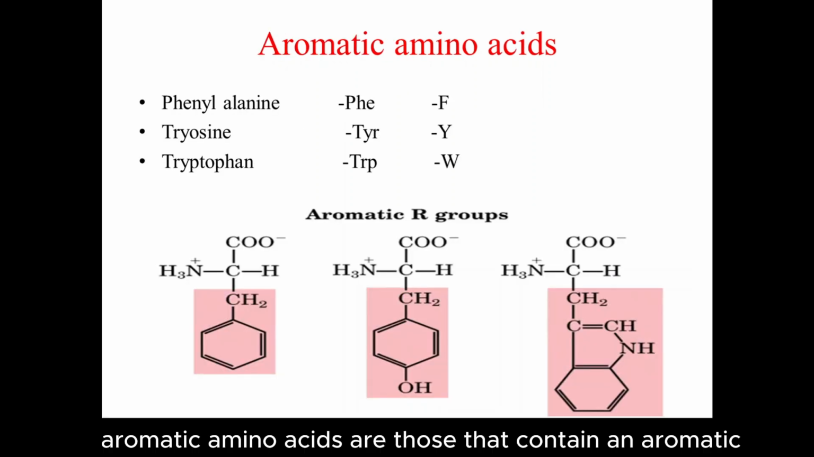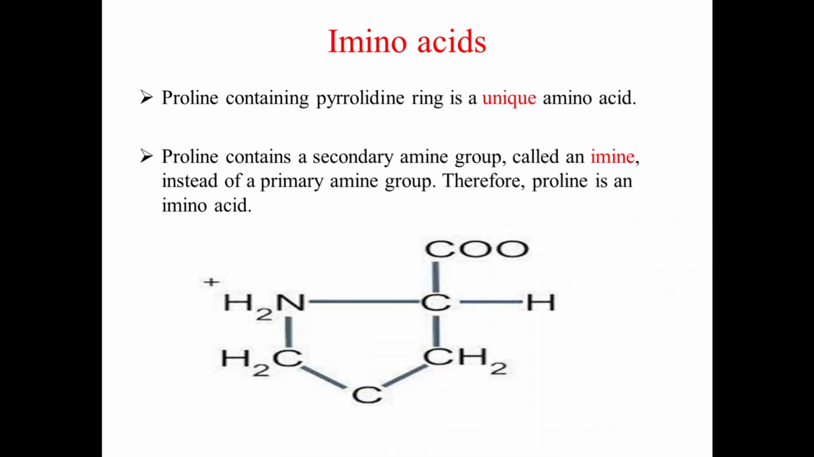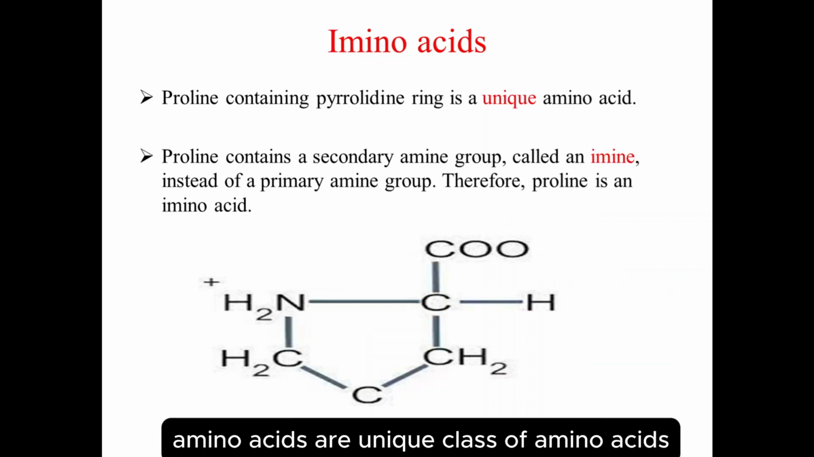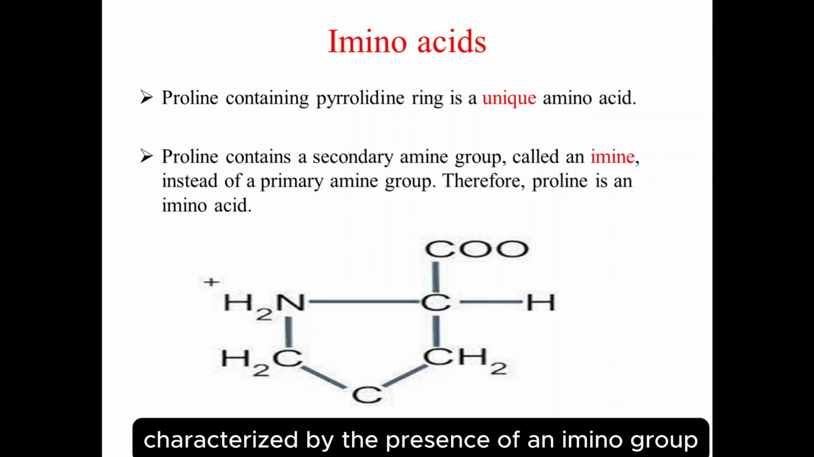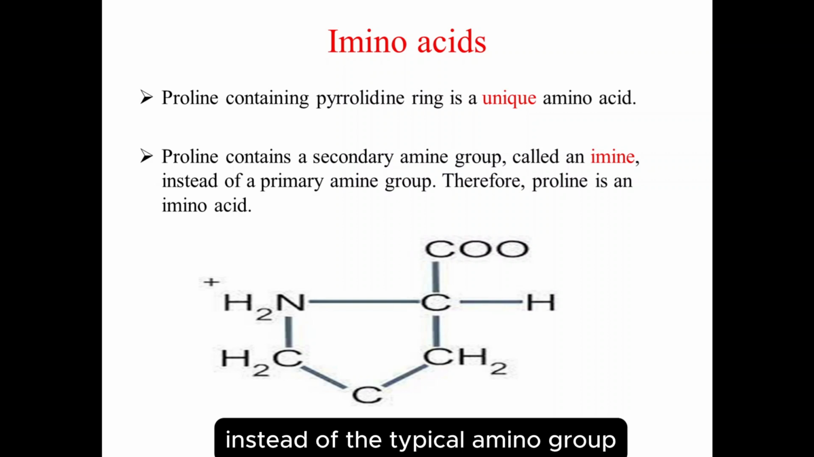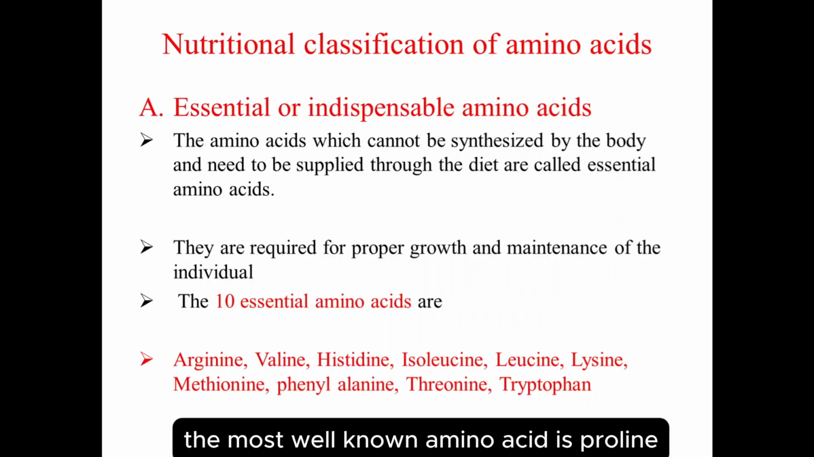Aromatic amino acids are those that contain an aromatic ring in their side chains. Imino acids are a unique class of amino acids characterized by the presence of an imino group instead of the typical amino group. The most well-known imino acid is proline.